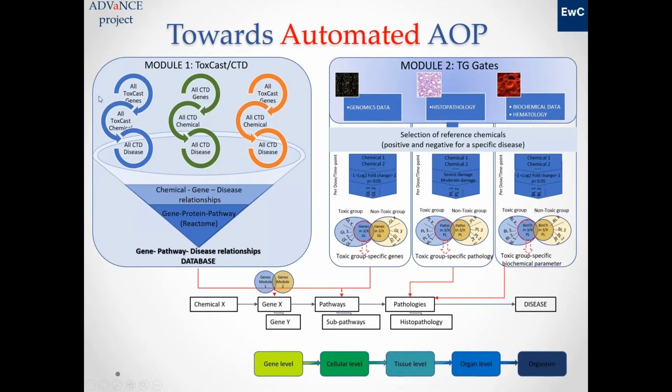In brief, we have created 2 modules. The first module is information gathered from ToxCast and CTD. By executing an association mining algorithm on all the data present in these 2 databases, we managed to create our own database on gene pathway disease relationships, which we can from here on query for different information, starting with a disease of interest.